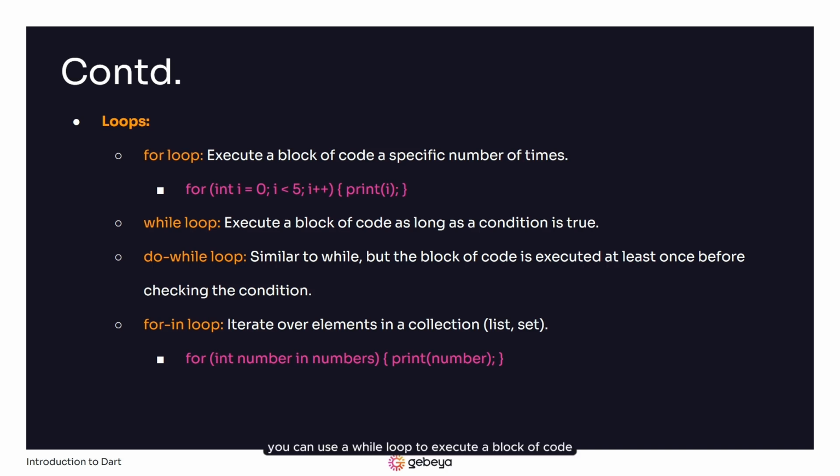You can use a while loop to execute a block of code as long as a condition remains true, and a do-while loop, which is similar to while, but it ensures the block of code is executed at least once before checking the condition.